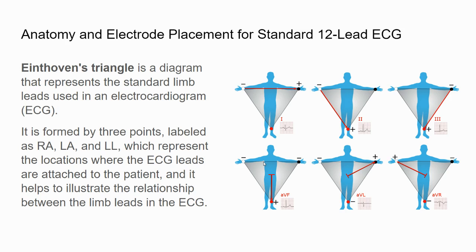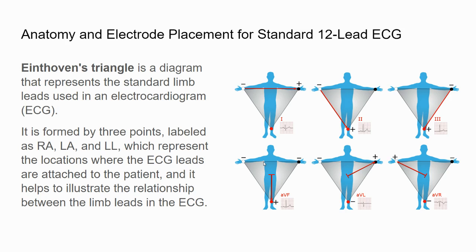So in the standard 12-lead ECG, 4 limb leads and 6 chest leads are used to record the electrical activity of the heart from different angles. The limb leads are attached to the RA, LA, and LL points, and of course we also have our ground, while the chest leads are attached at various points on the patient's chest, which is what we saw before. Again, those are called the precordial leads.